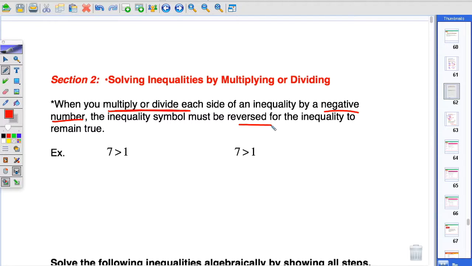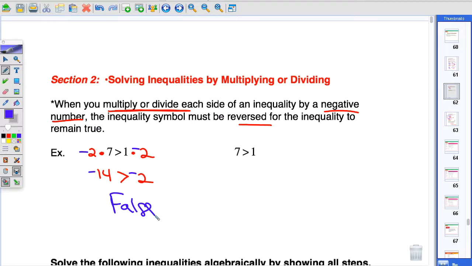So in the first one, 7 greater than 1, it is true. If we multiply this by a positive number, so I'm just going to pick any number, 2, because it's nice and easy, I have 14 greater than 2, which is true. But if you multiply by -2 on both sides, we get -14 greater than -2, and that's false. When you multiply both sides by a negative and don't flip your inequality sign, it's not true. -14 is not greater than -2.